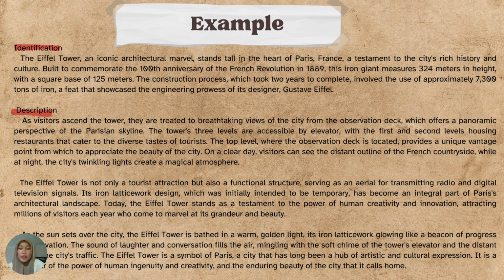As I told you before, in the generic structure, identification is the part that usually mentions the name and essential explanation about the object. And here, the first paragraph tells about the Eiffel Tower and the essential explanation about the Eiffel Tower. And then the second paragraph till the last paragraph is the description of the text. Let's read it together.